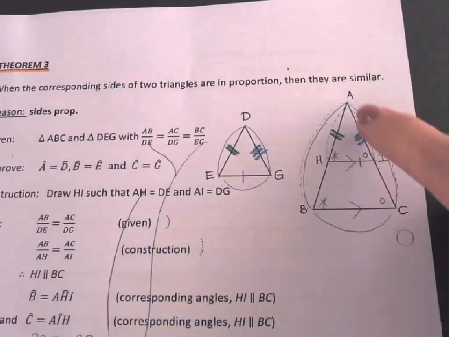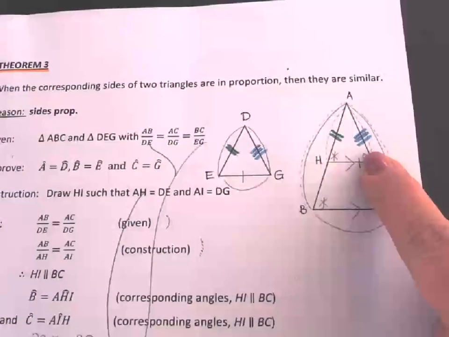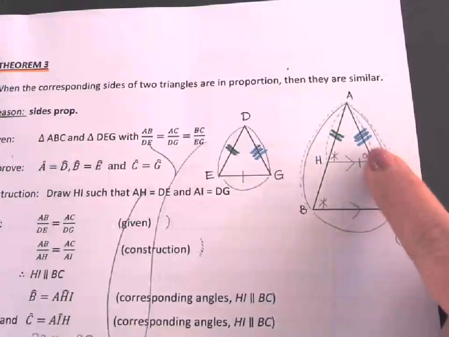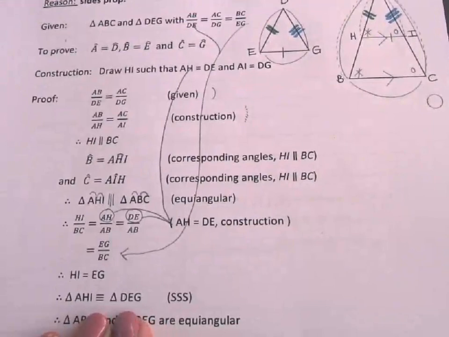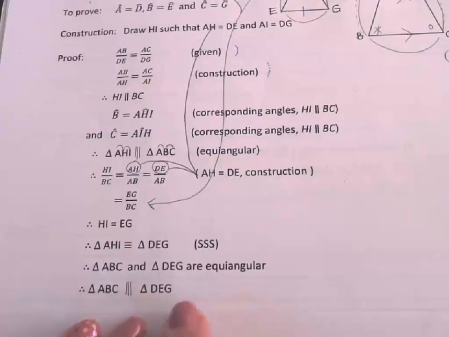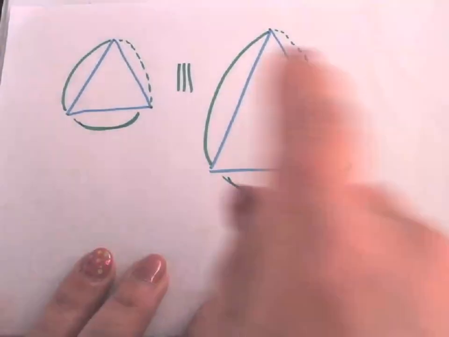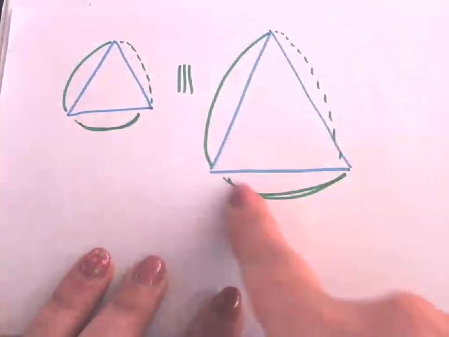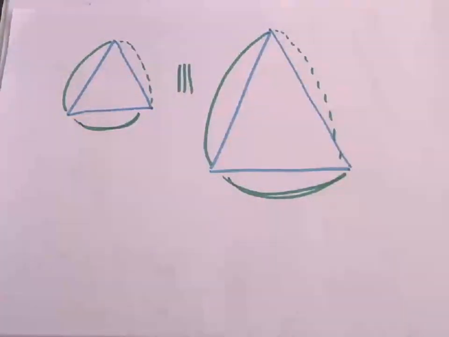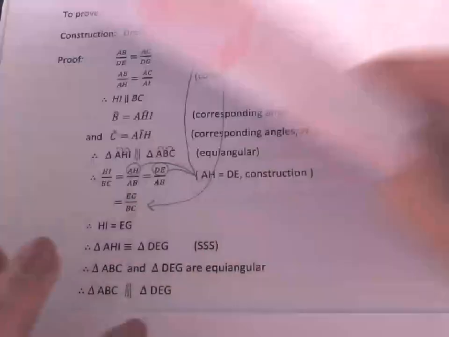Side, side, side proves congruency. Yeah, that's what it is. If they are congruent, it means that they are similar. Therefore, the two triangles are similar. Okay, so what did we prove here? We proved that if all three sides, the proportions are equal, then these two triangles are similar. Okay.